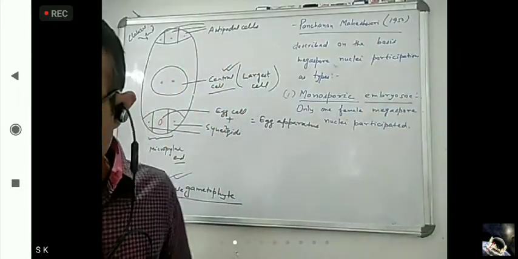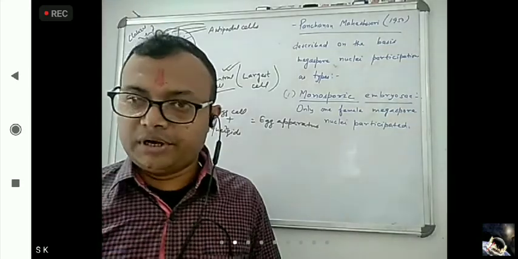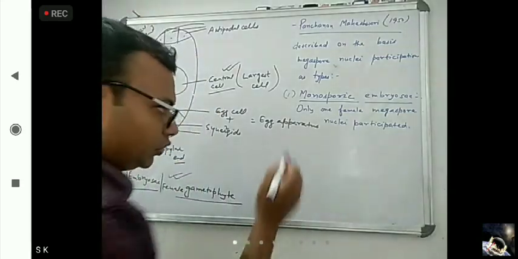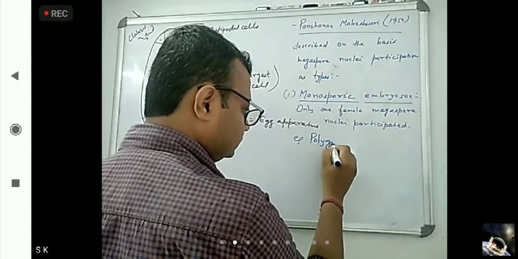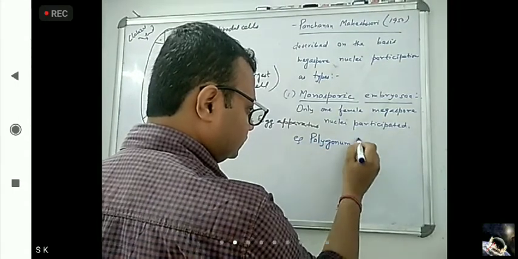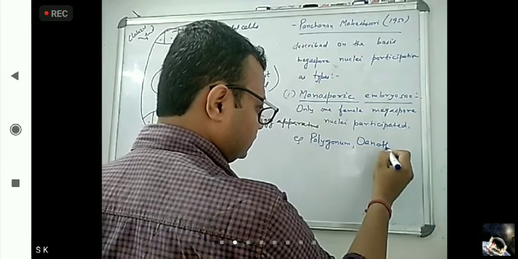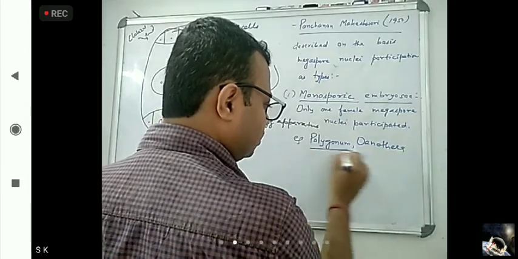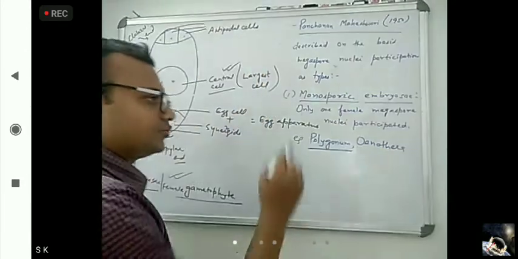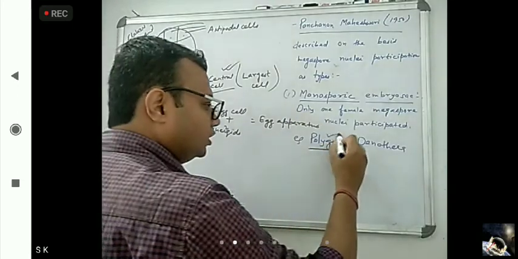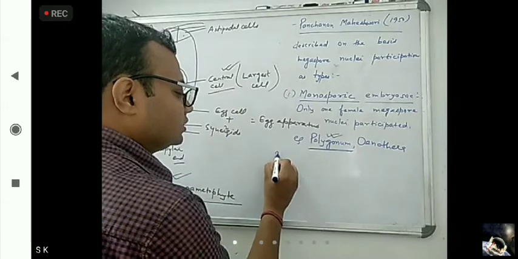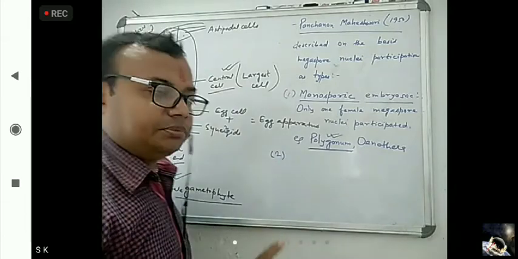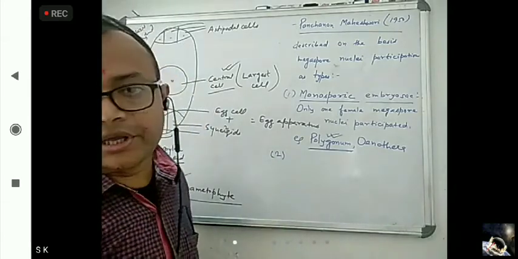Now, what I told, it is most common. For example, Polygonum, Oenothera. Since it is common in Polygonum, monosporic is also known as the Polygonum type embryo sac. Now, some more examples belong to bisporic and tetrasporic.